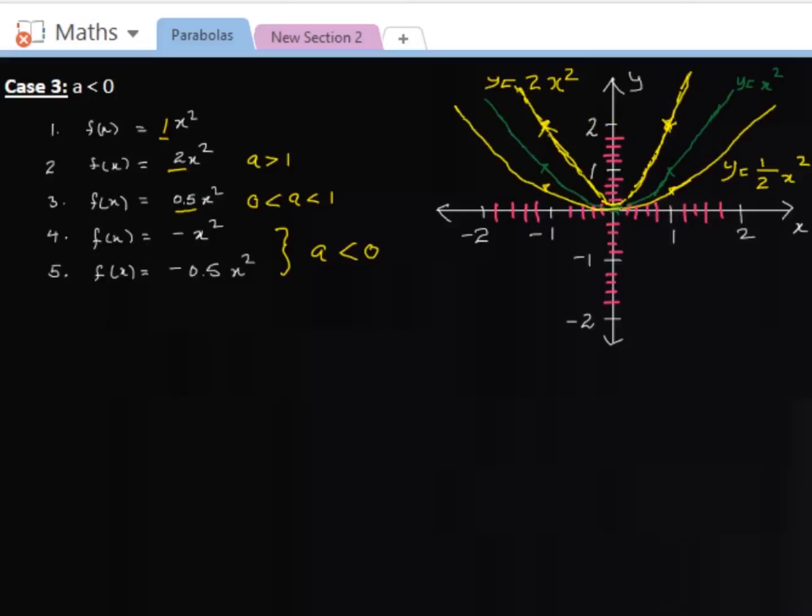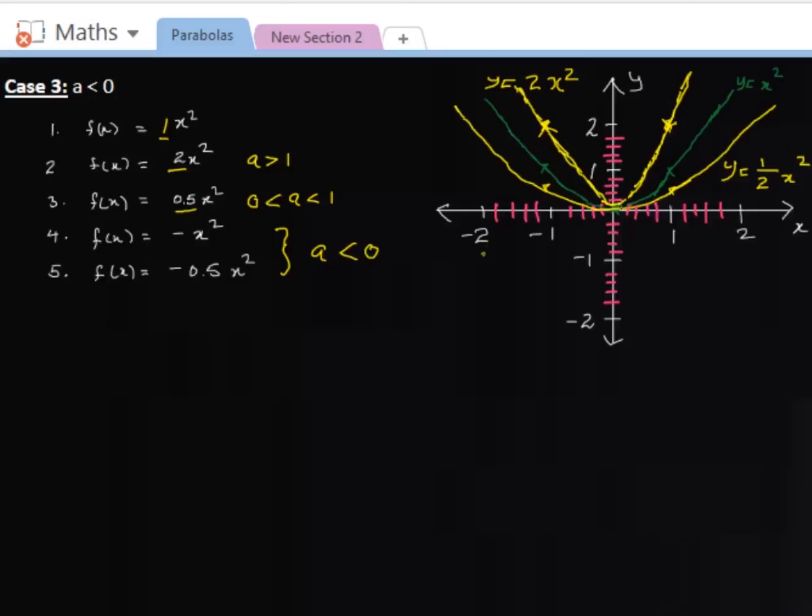And we can see that our function f of x equals 2x squared is steeper than the function f of x equals x squared. And our function f of x equals 0.5 x squared is the outermost graph, which is wider than the function f of x equals x squared. The three coordinates are minus 1 and 0.5 for the function f of x equals 0.5 x squared. The second coordinate is 0 and 0, and the third coordinate is 1 and 0.5. That is for the function y equals half x squared.